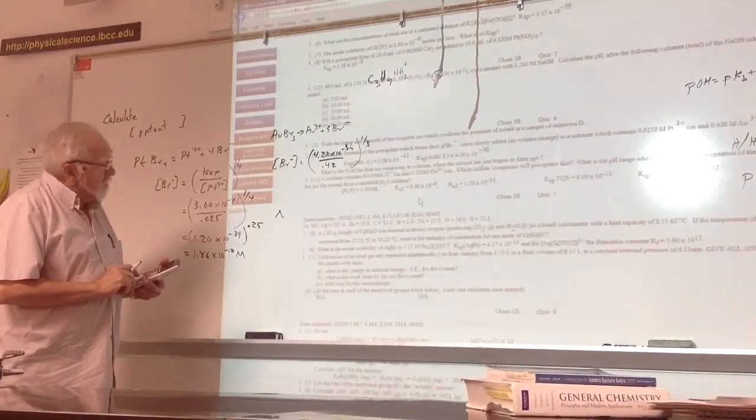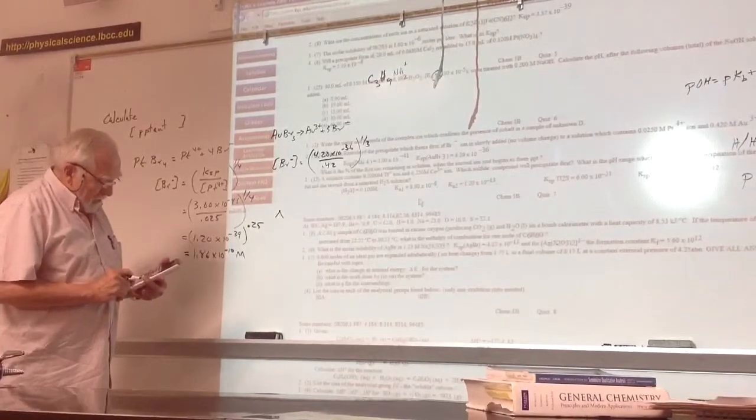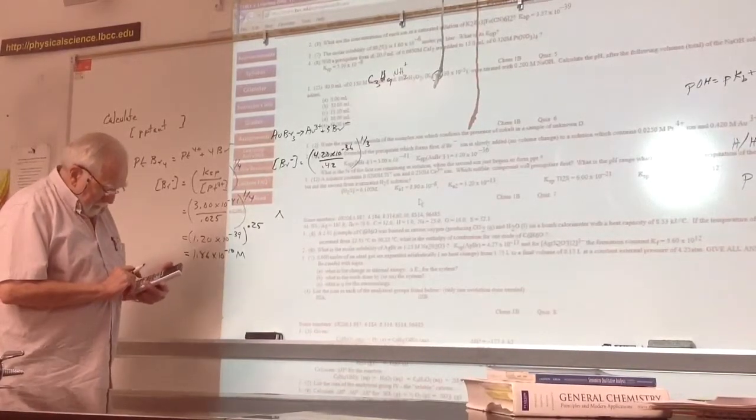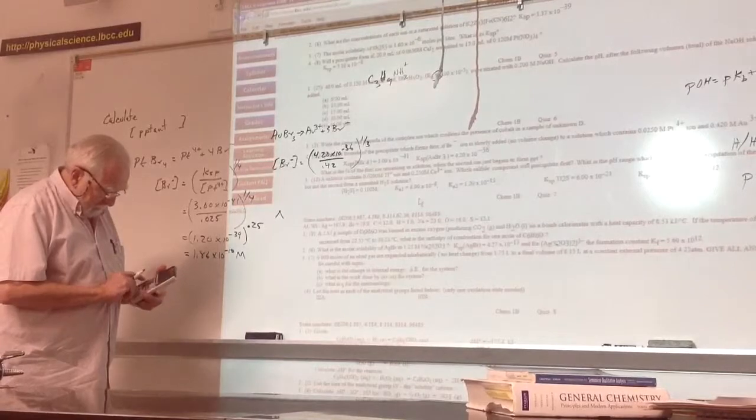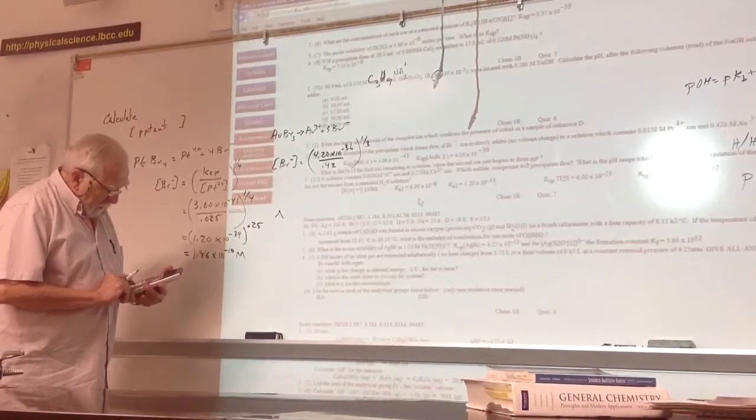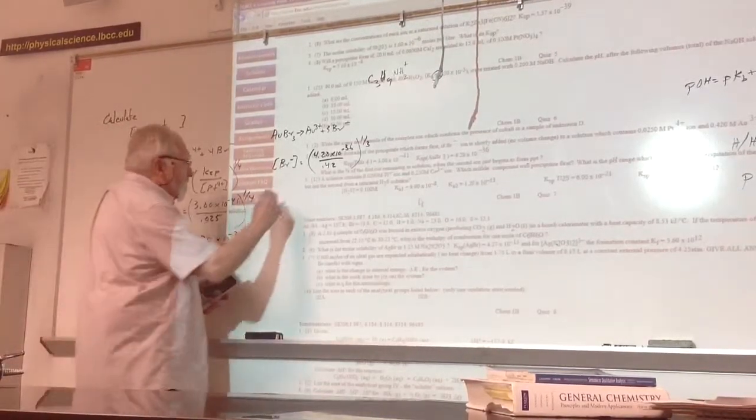And again, you could use 0.3333, but it's easier to enter the reciprocal. And you get 161 times 10 to the minus 12.